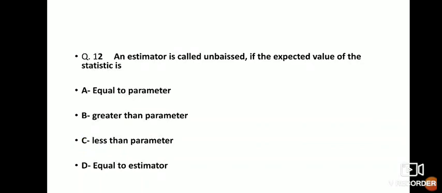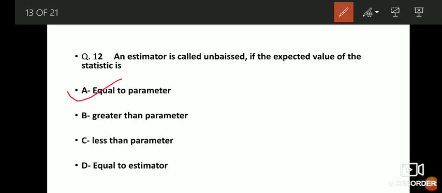An estimator is called unbiased if the expected value of the statistic is equal to, given options: equal to parameter, greater than parameter, less than parameter, equal to estimator. Since an estimator is called unbiased if its expected value is equal to the parameter, the correct answer is given in option A, that is equal to parameter.